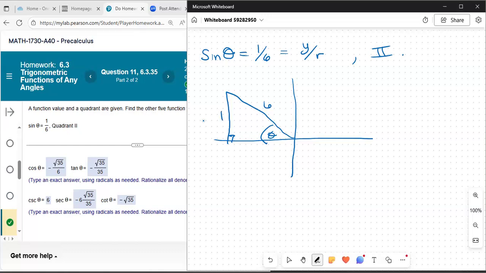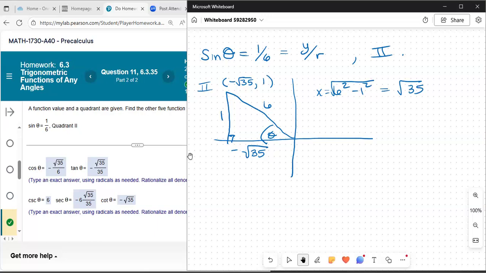To find x, we have to do 6 squared minus 1 squared and take the root, which is 36 minus 1, or 35 under the root. So x is negative square root of 35 because we are in quadrant 2 where x is negative. So our point on the terminal side corresponds to negative square root of 35, comma 1.